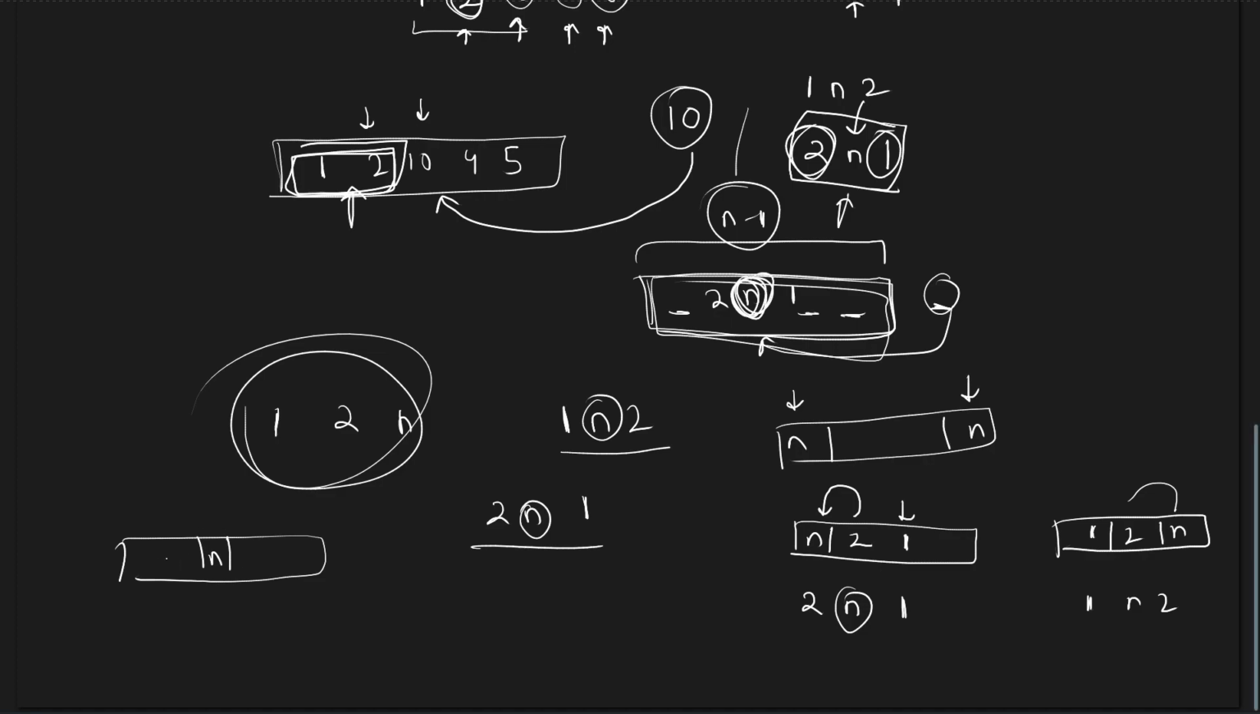In the other cases, where n is somewhere in between, let's say n is somewhere here, and let's say 1 is to the left of n. In this particular case, what I can do is, no matter where 2 is present, I can always try to put 2 in this particular position, right? So that these 3 values are separated.